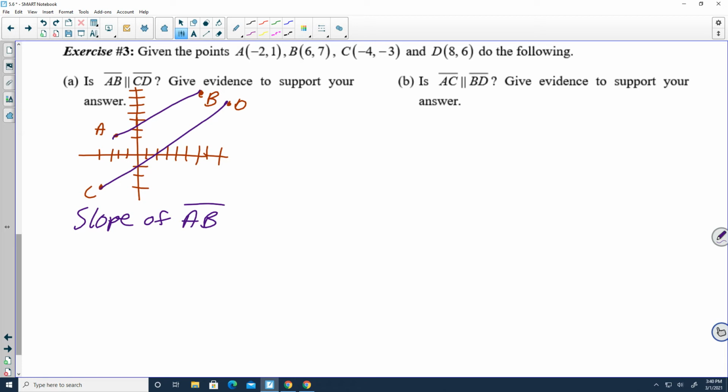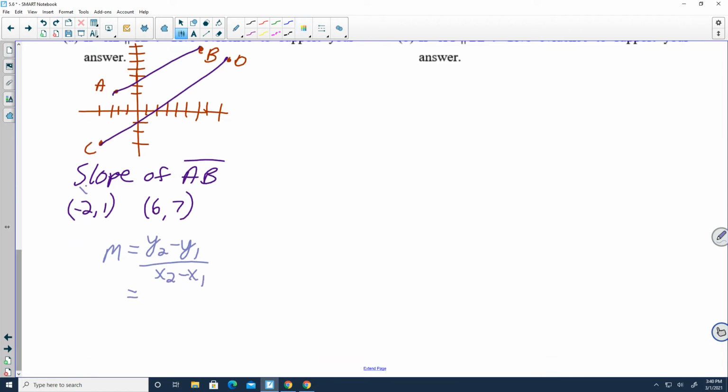Now let's do that. The slope of AB, if we have A (-2, 1) and B (6, 7), I'm going to use my slope formula. I'm going to say m equals y2 minus y1 over x2 minus x1, and this should be review. Here we have x1, y1, and we have x2, y2.